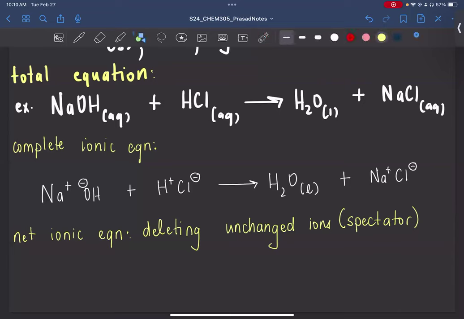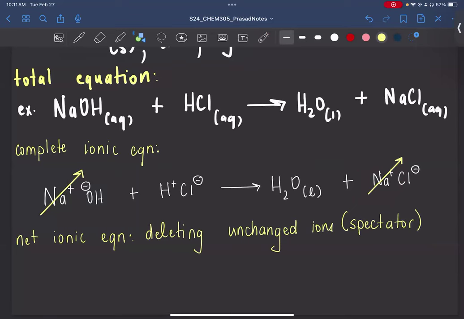How do we identify our unchanged ions? Well, let's start with the given complete reaction left to right. We have here sodium, which starts off as a positive ion, and it is aqueous. We know it's aqueous because it's split. In the product side, sodium is still positive. It is still aqueous. It is unchanged. So we eliminate it. Let's put a line through it like that.